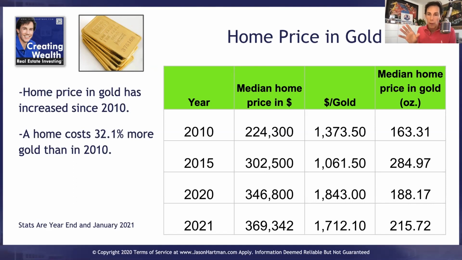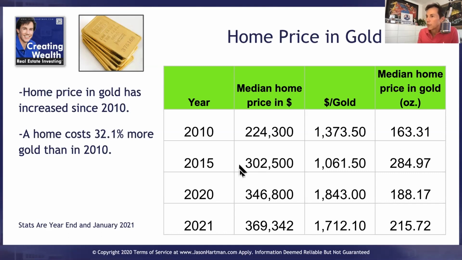I don't agree with this, by the way. I'm not a gold bug because I think gold is very flawed in many ways, but whatever. So in 2010, the median home price was right about here. This was the gold price, and it would take you 163 ounces of gold to buy a house.